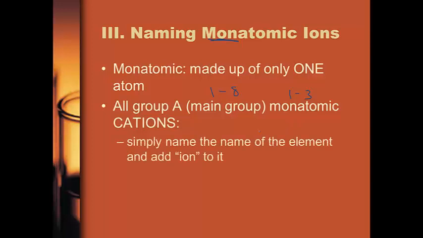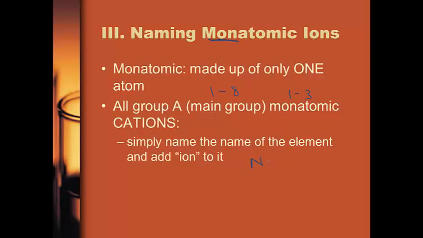Simply name the element and then add the word ion to it. So an example, this was sodium. That sodium ion is just called, simply name the element, sodium, and then ion. That's it.